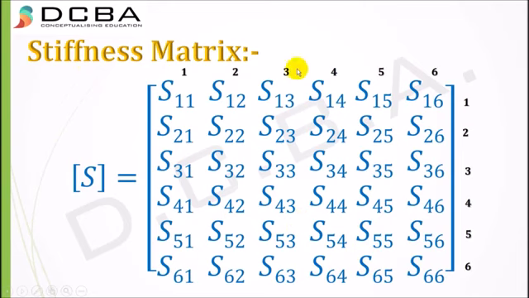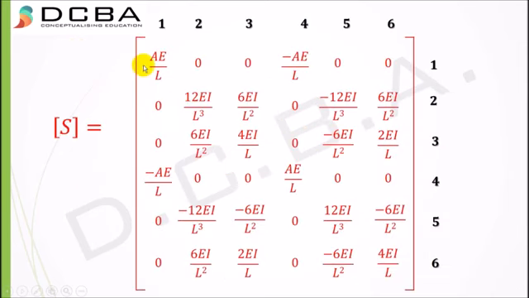Now this is how my stiffness matrix looks: S11, 12, 13, 14, 15, 16 till S61, 62, 63, 64, 65, 66. So we have here 36 elements, and we have to substitute all the elements here. Now once you substitute all these elements right from S11 to S66, you will get this type of stiffness matrix.